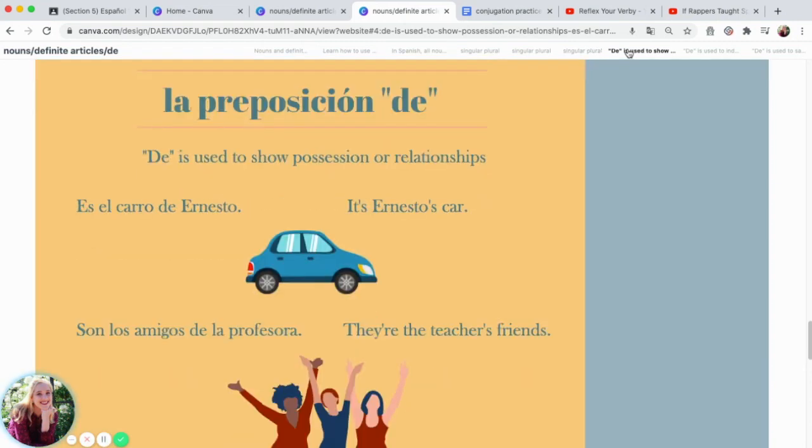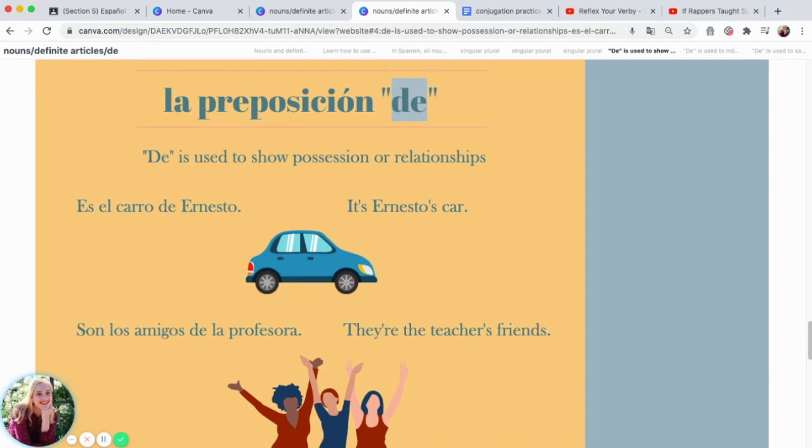So switching gears a little bit. La preposición de. So the word de, we've used it before, but we haven't really learned much about it. So the word de is called a preposition. We're going to learn about a number of different prepositions in Spanish. This is the one we're going to learn about right now. So we think of the word de as translating to of or from. So for example, if I want to say I am from Nashville, I would say yo soy de Nashville. I am from Nashville.